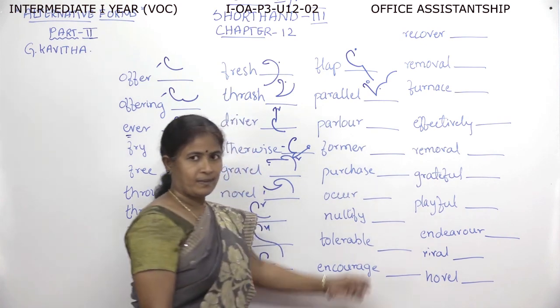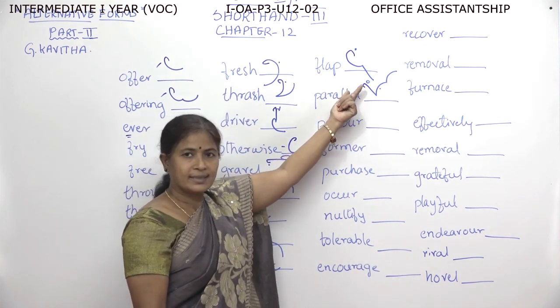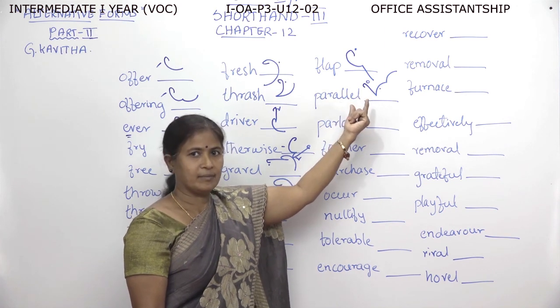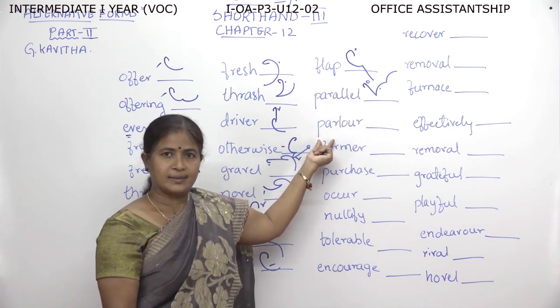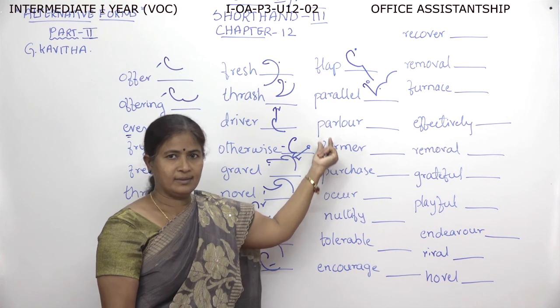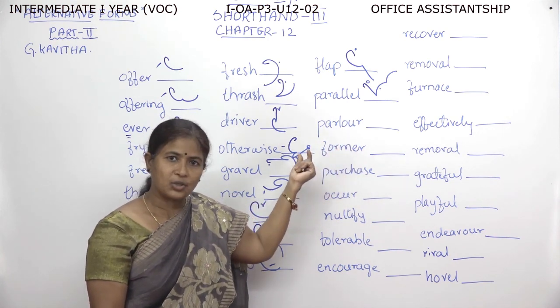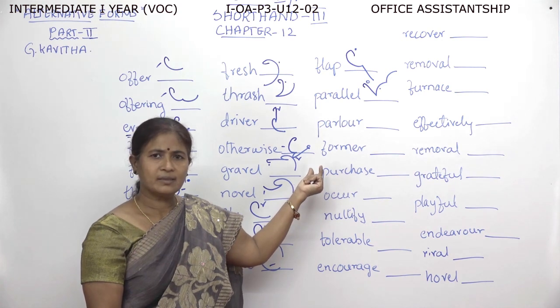Parallel. Got it? Small circle is the indication that there is a vowel in between P and R. Parallel. Now parlor, the same way. Parlor. Par. P and R, in between we hear a dot vowel. How do we write? Write parlor.